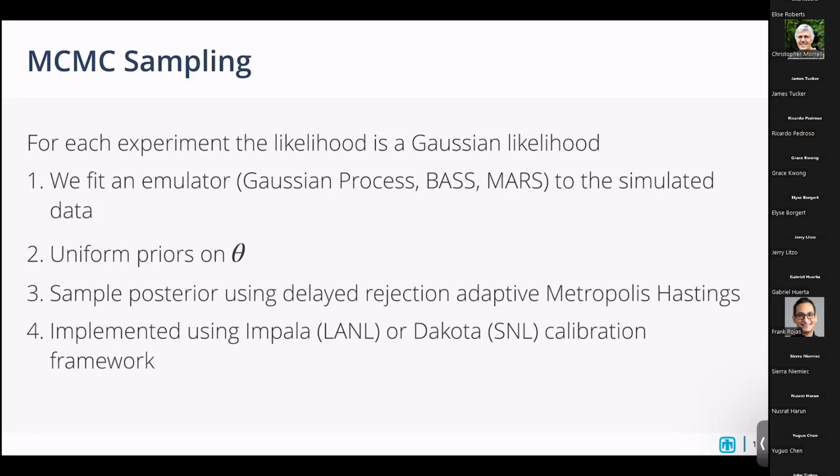This was implemented using a couple of frameworks. There's an open source framework on LANL's GitHub called Impala. This was developed by Devin Francom, which allows this Bayesian model calibration framework for multiple experiments. It's a pooled approach. We've implemented it in that, or we've also done it for those that are familiar with Dakota, developed here at Sandia National Laboratories, which is our Bayesian model calibration framework. You can do the sampling in there, or you can put it in your favorite sampler.